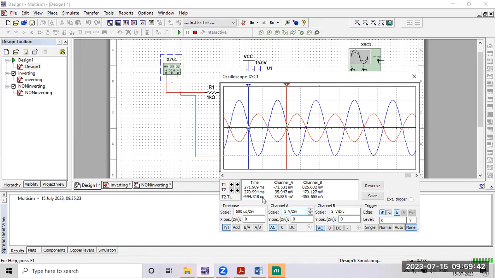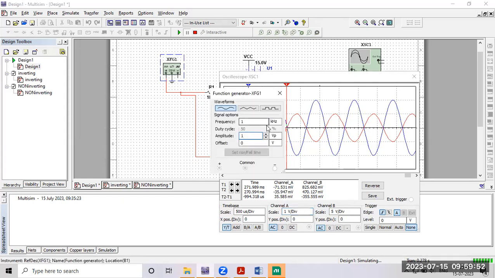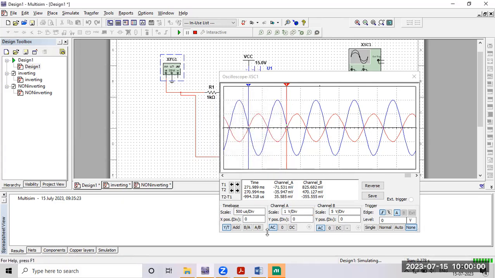994.318 microsecond. What is the frequency formula? F is equal to 1 by T. 1 divided by 994.318 microsecond is nothing but our 1 kilohertz. You can calculate, that will give 1 kilohertz. Okay, this is how we should simulate the circuit with the help of Multisim.